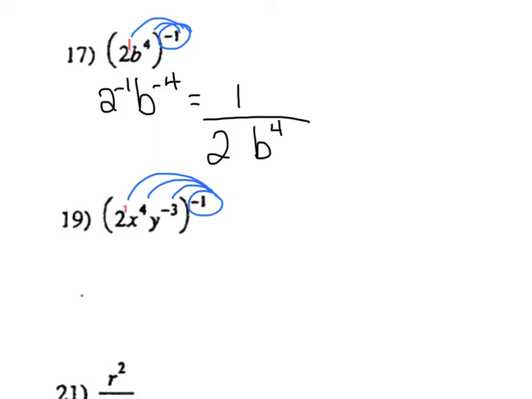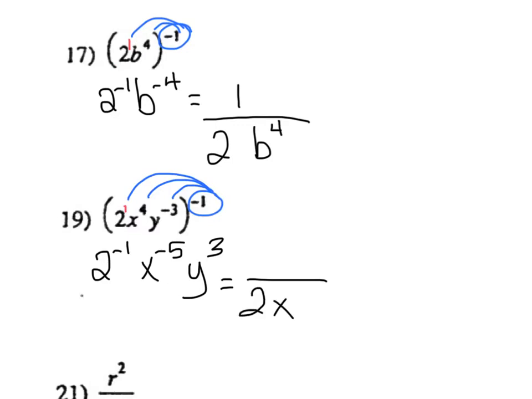So we're going to distribute the -1 to each exponent. So this becomes 2 to the -1, x to the -5, and y to now the +3. So we have negative exponents, which means we're going to have to move things. So the 2 to the -1 goes to the bottom as 2 to the 1, or just 2. The x to the -5 goes to the bottom, but the y cubed stays put. No more like bases, no more negative exponents, so this is our final answer.